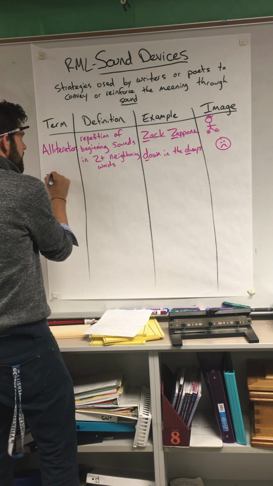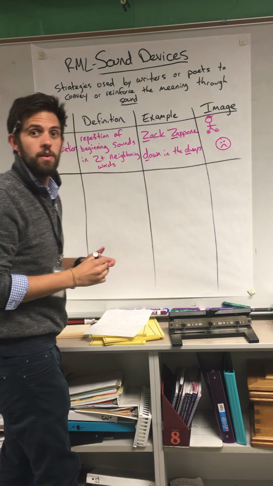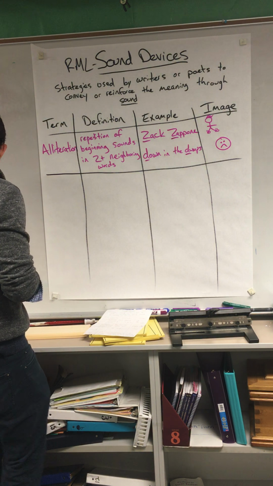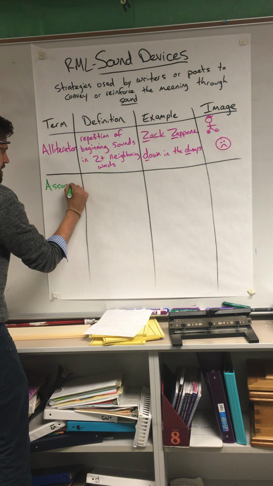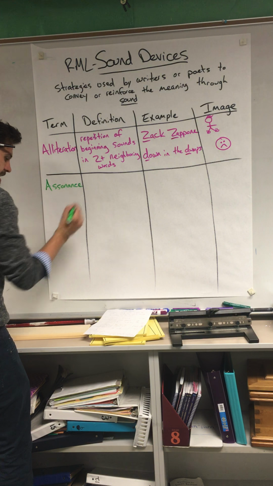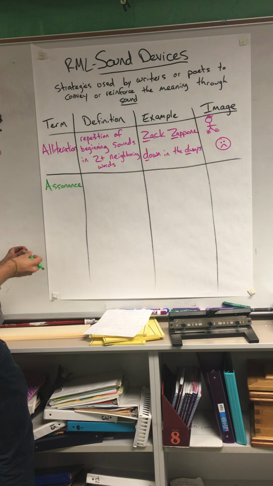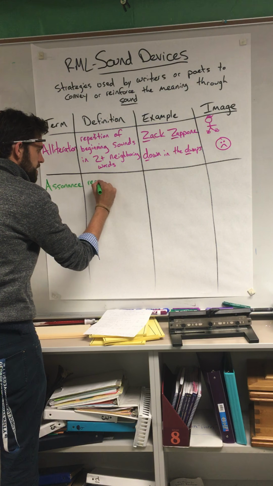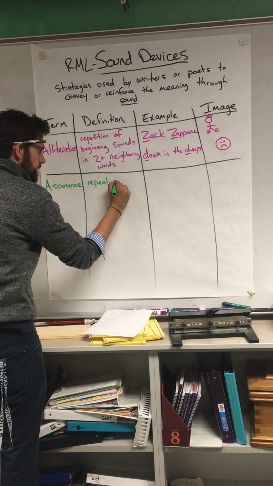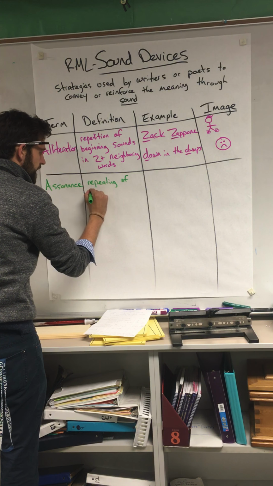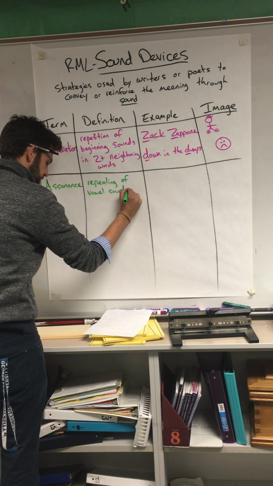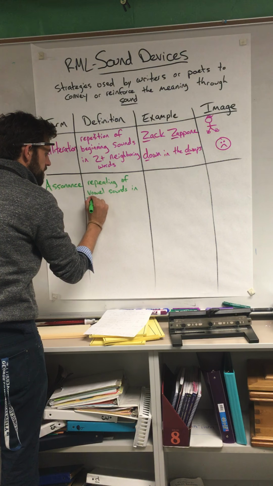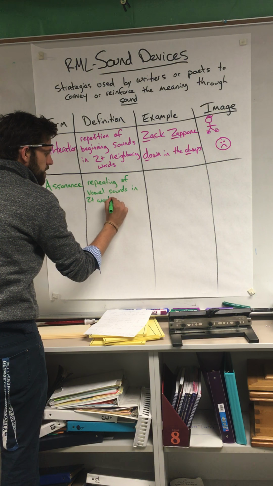Our next word is a fun word. The fun word is assonance. Okay, so assonance is similar to alliteration. However, it's the repeating of vowel sounds in two or more words close to each other.